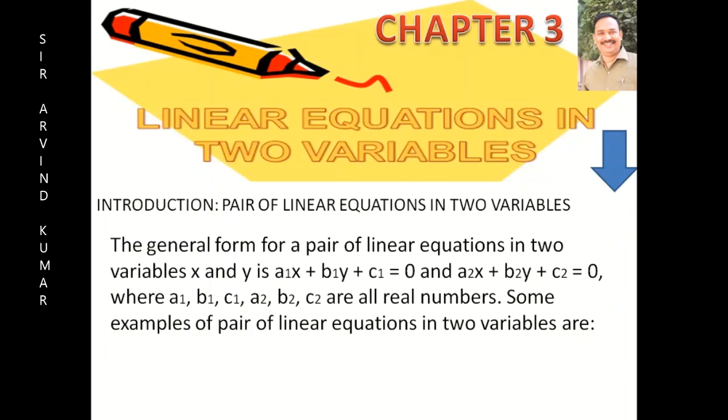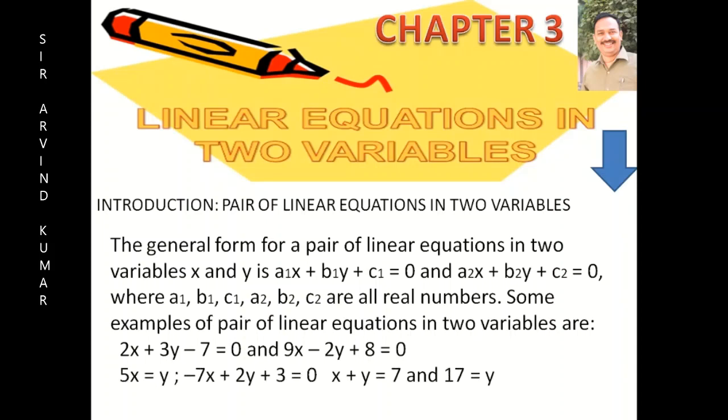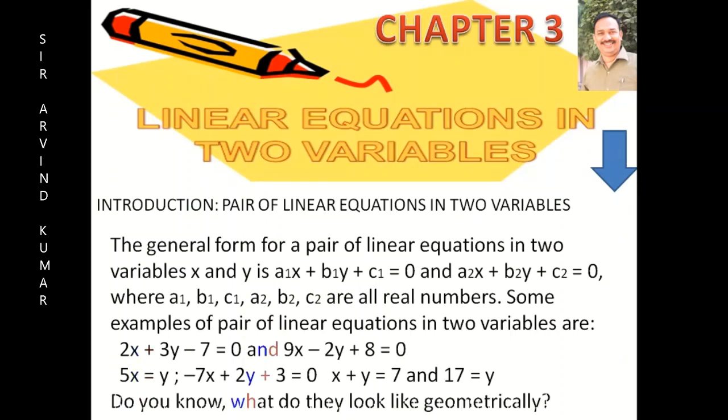Some examples of pair of linear equations in two variables are x plus y is equal to 5, x minus y is equal to 10, and 2x plus 3y minus 7 is equal to 0, and 9x minus 2y plus 8 is equal to 0. Some more examples you can recall from class 9th also, like 5x is equal to y, minus 7x plus 2y plus 3 is equal to 0, etc.